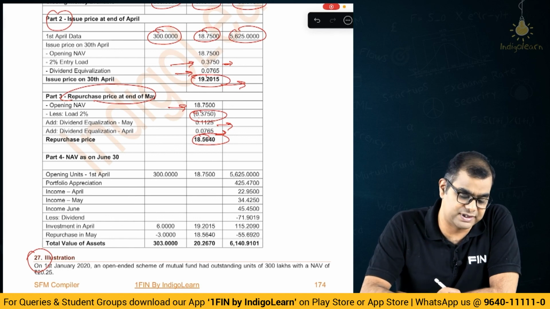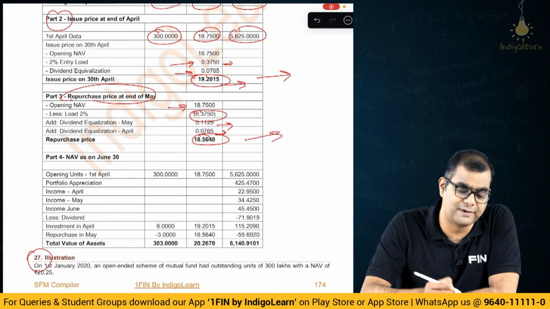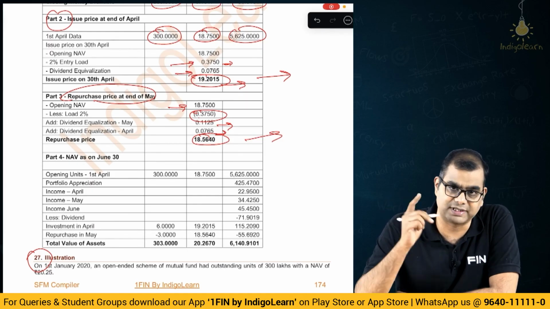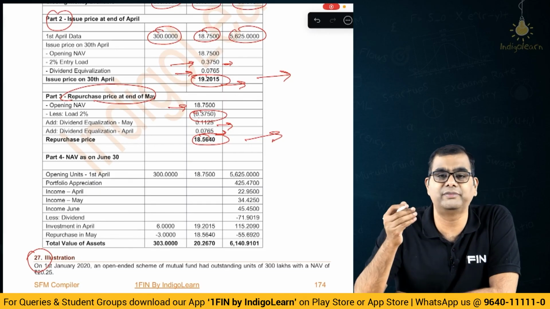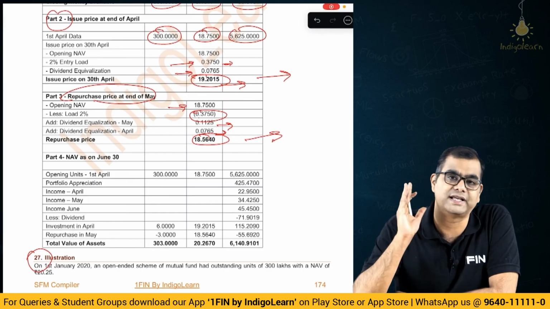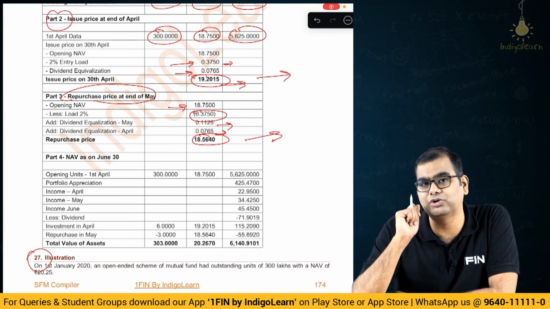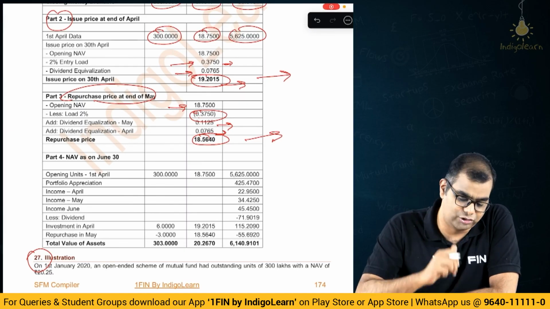Now, this is what you have repurchased. You see here in both these cases, you have issued at a slightly higher price than NAV, which is basically the entry load, and you have redeemed at a slightly lower price than NAV, which is the exit load. In both cases you made money. Whom will this money go to? This money will all go to your existing unit holders.